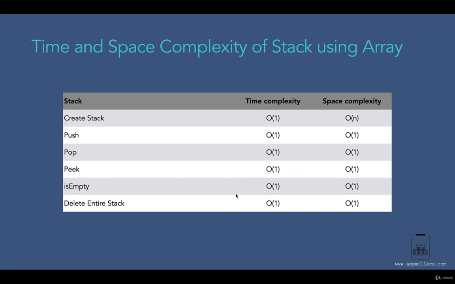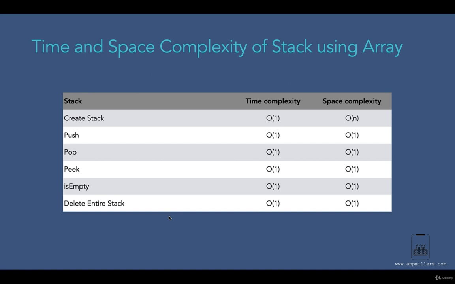Now the next method is isEmpty method. By using isEmpty method, we are checking if the stack is empty or not. If the stack is empty, we are going to return true. Otherwise, we are returning false. So that's why it takes O(1) time complexity. Now the space complexity similarly is O(1) because here an extra memory is not required to perform this operation.